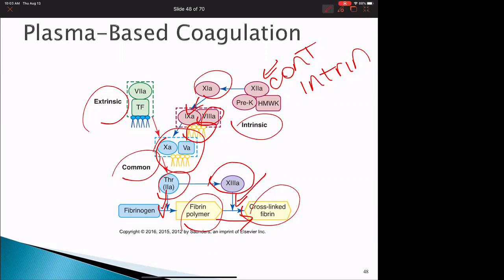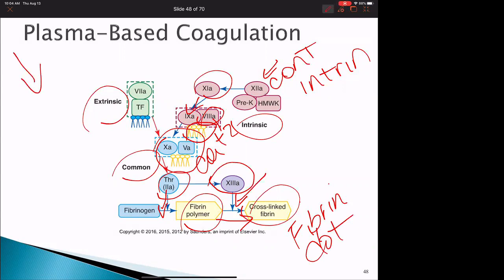In this whole process, you need the platelet phospholipids and you need calcium as well. This complex right over here will activate thrombin, which will then turn fibrinogen to fibrin polymer to cross-linked fibrin. This is the fibrin clot right over here. Now, on the other hand, you have your extrinsic pathway.